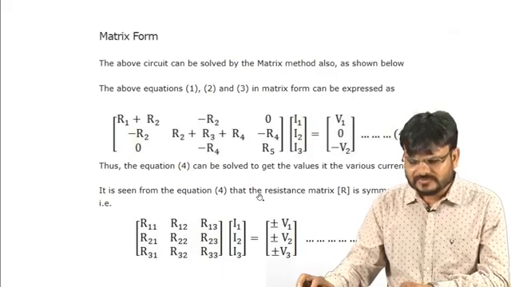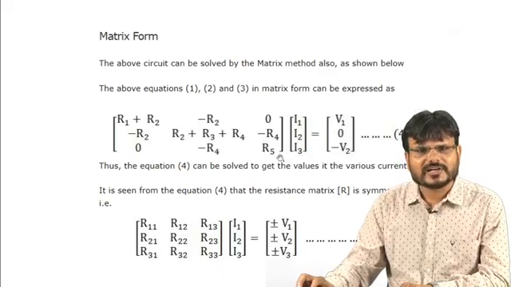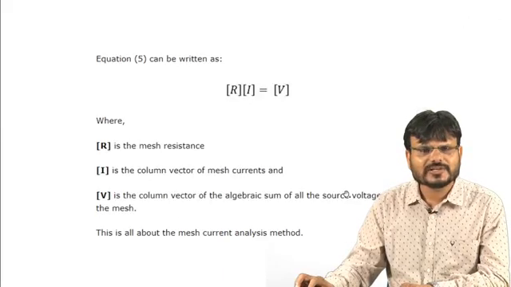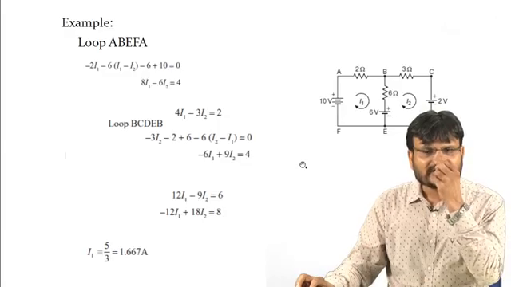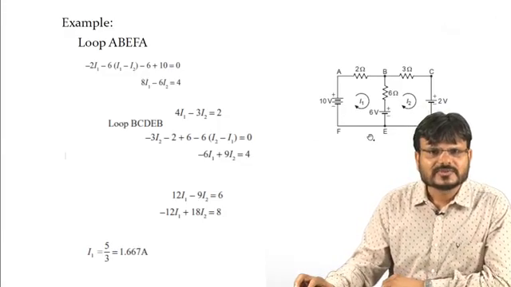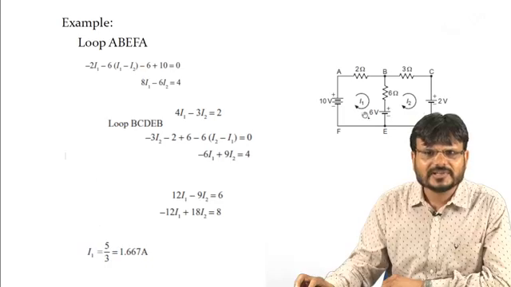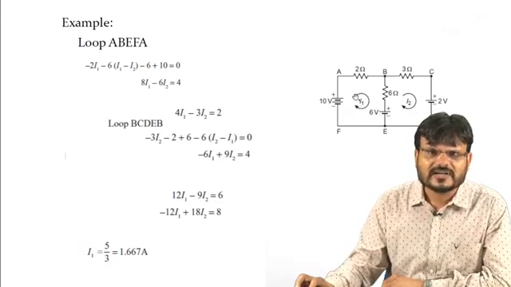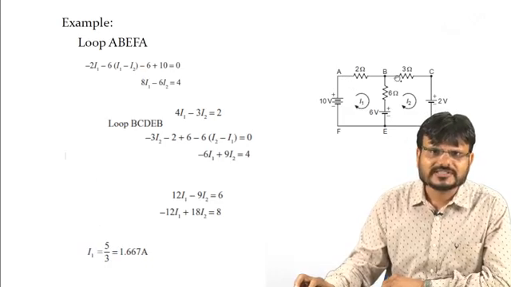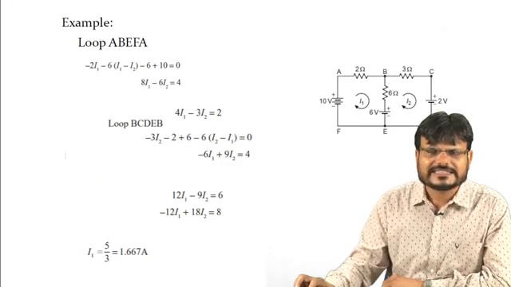So after applying Cramer's rule, you can easily find out the values of I1, I2 and I3. Here it can be understood by taking a very simple example. Here you can see there are only 2 meshes, the first is A, B, E, F, A, and the second is B, C, D, E, B.